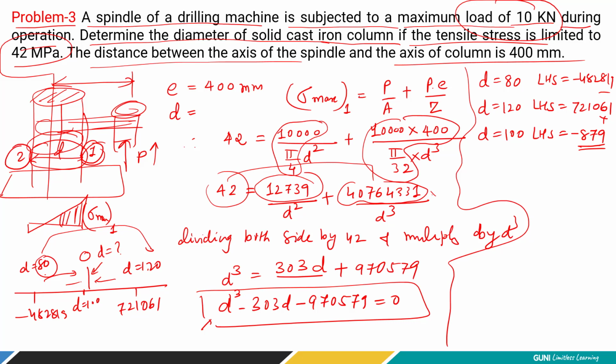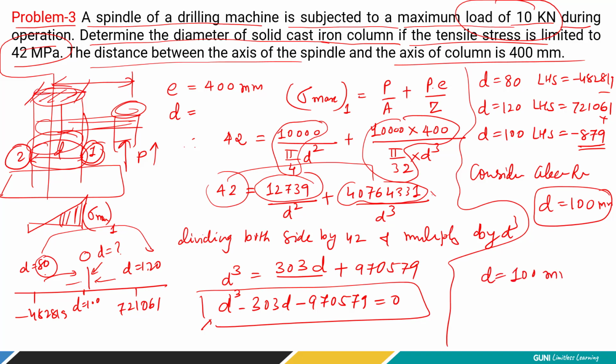If you take d equal to 102, it will be on the positive side, by more than 800 value. So considering the above readings, we conclude that diameter d is equal to 100 millimeter. So we have to keep the solid diameter of this column equal to 100 millimeter. This is how you can solve the numerical on eccentric loading.